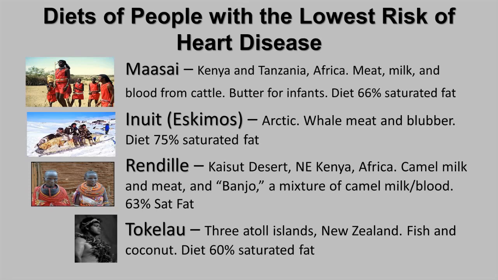And the Tokelau live well without cardiologists on 3 atoll islands that are now a territory of New Zealand. Their diet consists of fish and coconuts, which is 60% fat. Like these groups of people around the world, breastfed infants in developed first world countries also have a diet that is high in saturated fat. The fat in human mother's milk is 54% saturated.